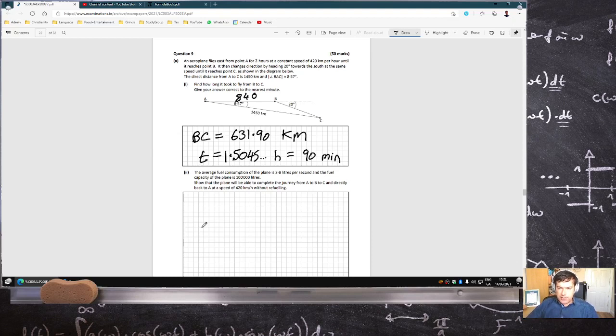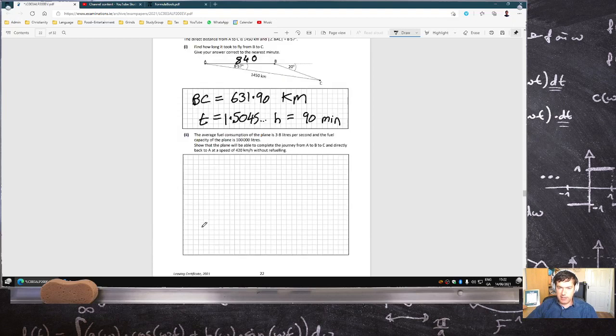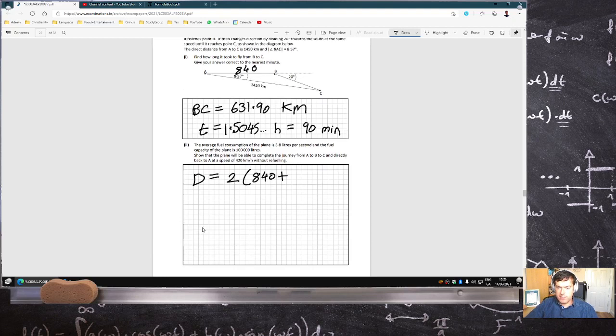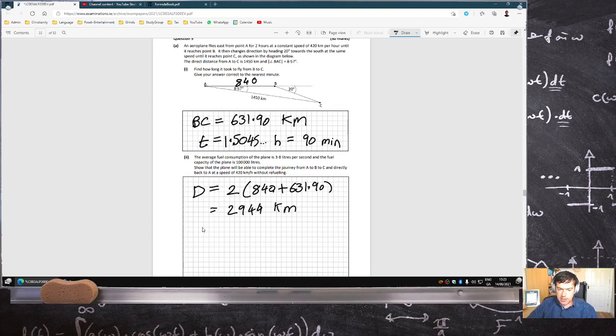The average fuel consumption is 3.8 litres per second, and the fuel capacity of the plane is 100,000 litres. Show that the plane will be able to complete the journey from A to B to C and directly back to A again at that speed. Okay. So the total distance is 2 times 840 plus the 631.90, which is 2944 kilometers if you want to round it to the nearest kilometer.